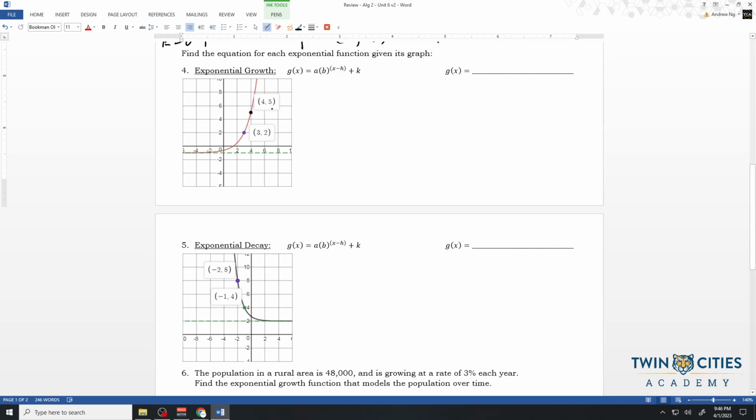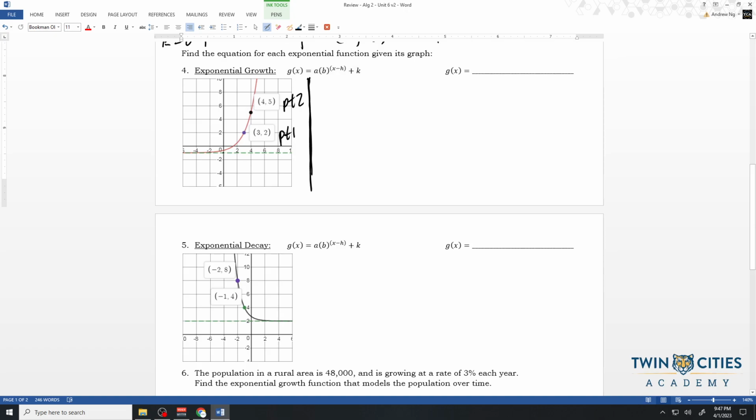I'm actually going to write that down. So this is point 1 right here, and this is point 2. And then I'm going to begin with my horizontal asymptote. The goal here is to write this function in standard form. I will need to find what a, b, h, and k are in order to do that.